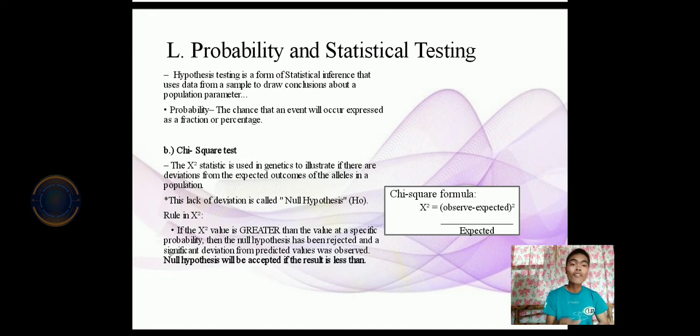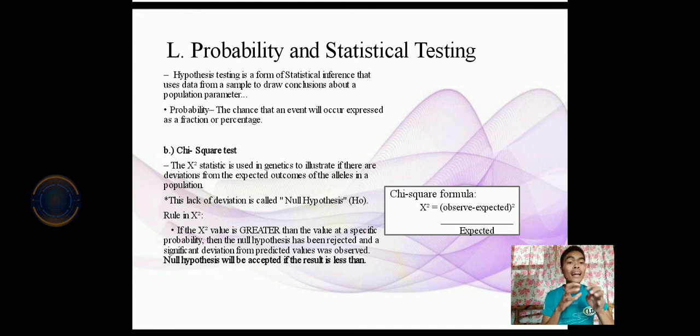The formula of the chi-square test is that chi-squared is equal to observed minus expected, squared, over expected. Now, the rule is that if the chi-square value is greater than the value at a specific probability, then the null hypothesis is rejected and a significant deviation from predicted values was observed. The null hypothesis will be accepted if the result is less than.